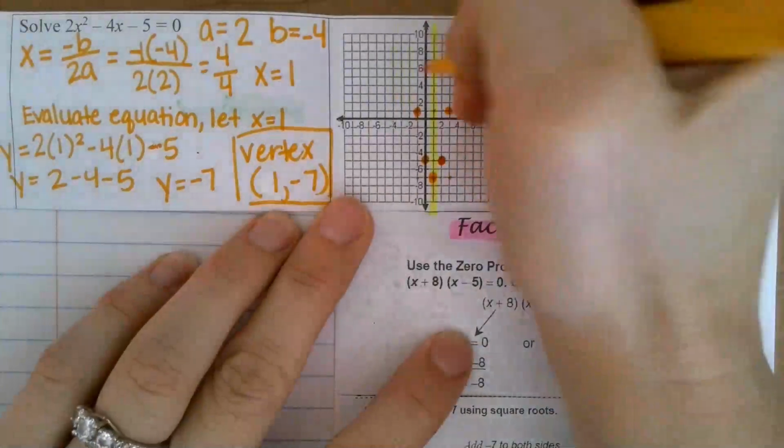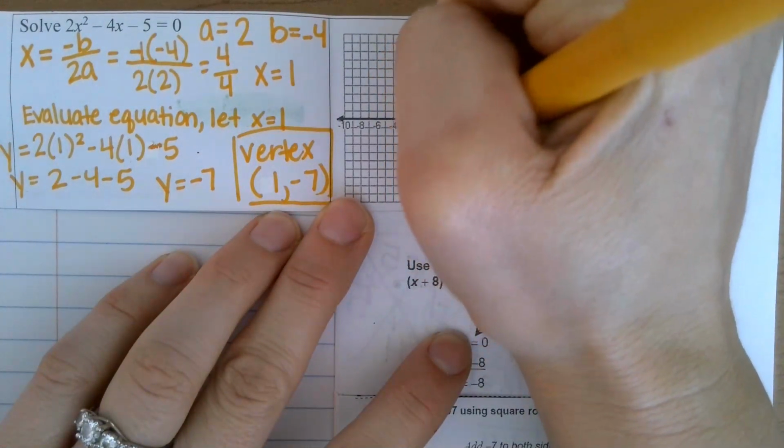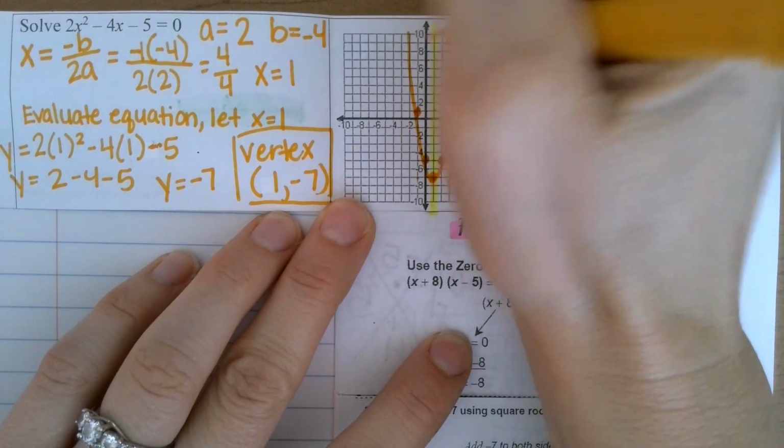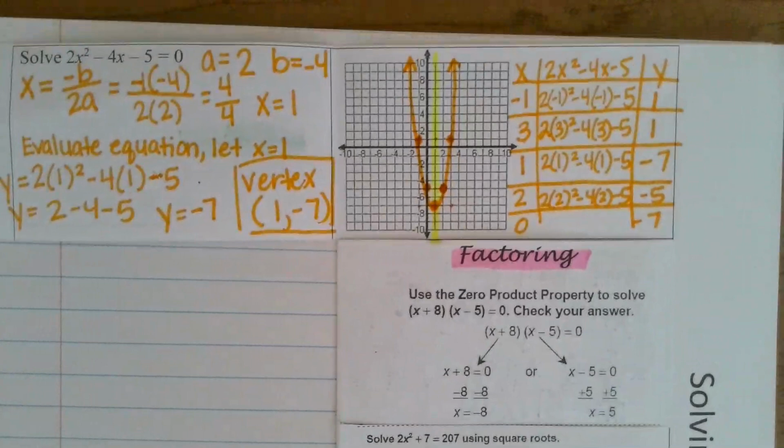All right, then we can create our parabola. So do your best to connect all your points with that U-shaped line. And that is our graph. So that's just another method to graph. Find some x values, plug them in, find the mirror image on the opposite side.